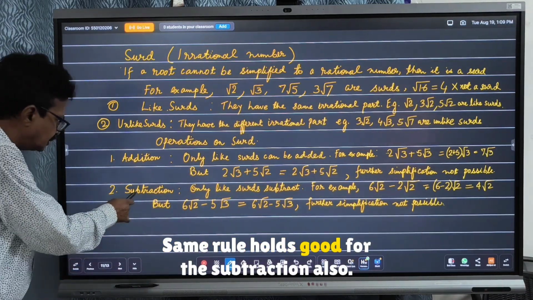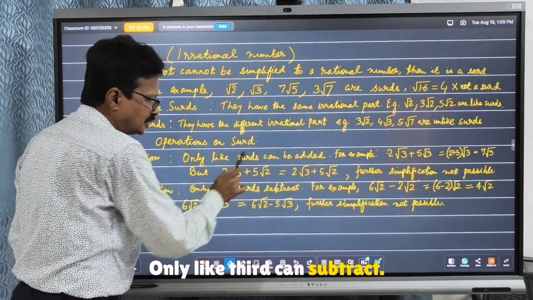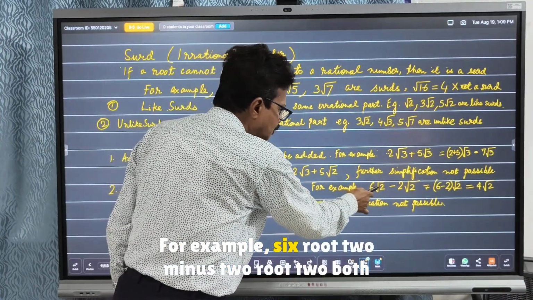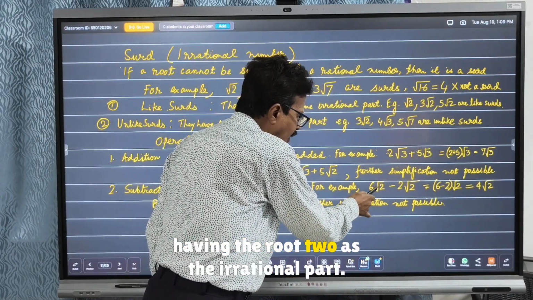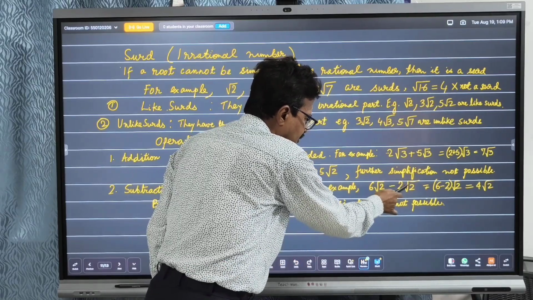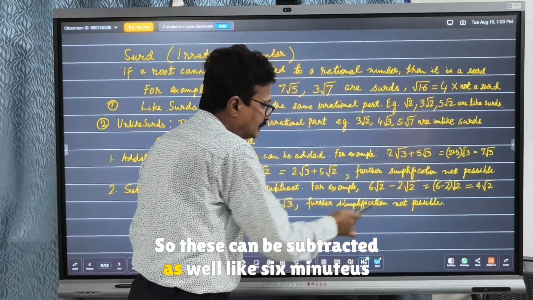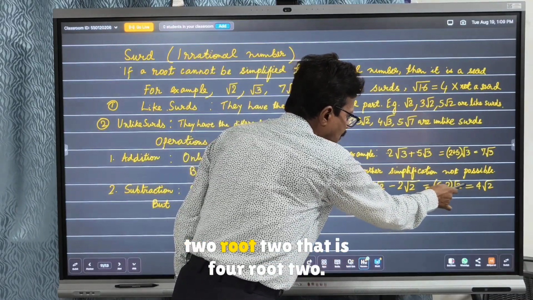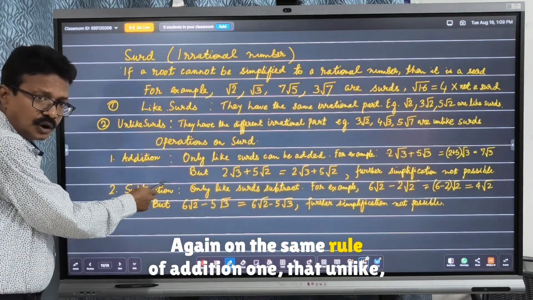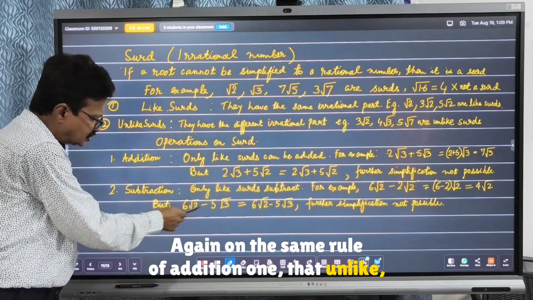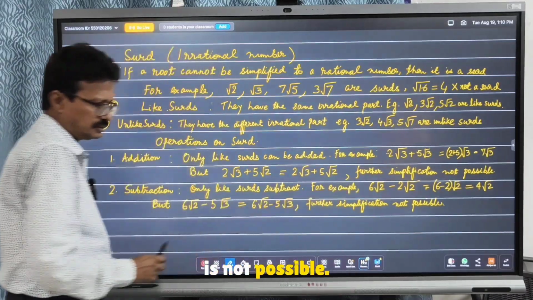The same rule holds good for subtraction also. Only like surds can be subtracted. For example, 6 root 2 minus 2 root 2. Both have root 2 as the irrational part. So these are like surds, and these can be subtracted as well. Like 6 minus 2 root 2, that is 4 root 2. Again, on the same rule as addition, for unlike surds, 6 root 2 minus 5 root 3, further simplification is not possible.